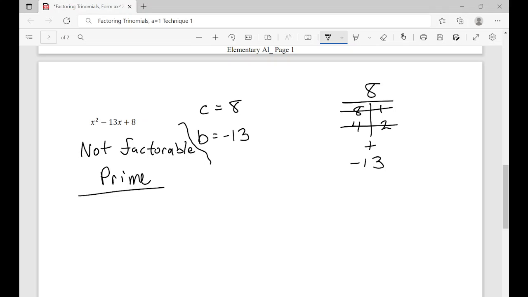And that will happen sometimes if you can't find any factors, and make sure that you can't have any, because sometimes you might forget one, but if you have no factors that will satisfy the conditions, then you can say that the trinomial is not factorable and is prime.